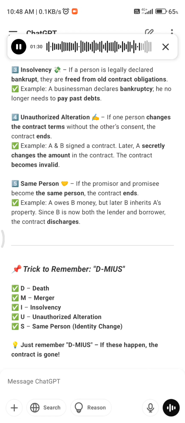Trick to remember: DEMAS. D: Death. M: Merger. I: Insolvency. U: Unauthorized alteration. S: Same person. Just remember, DEMAS. If these happen, the contract is gone.